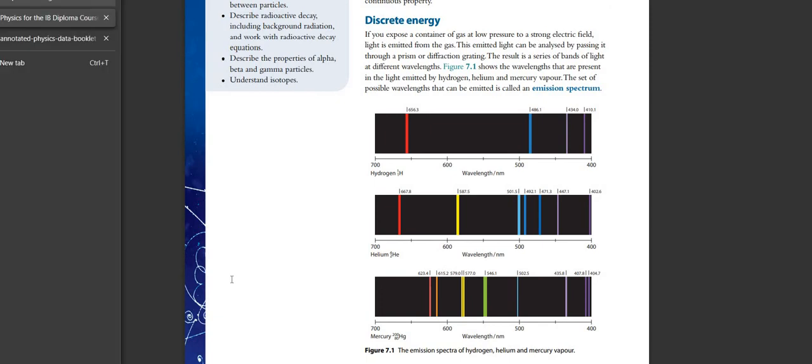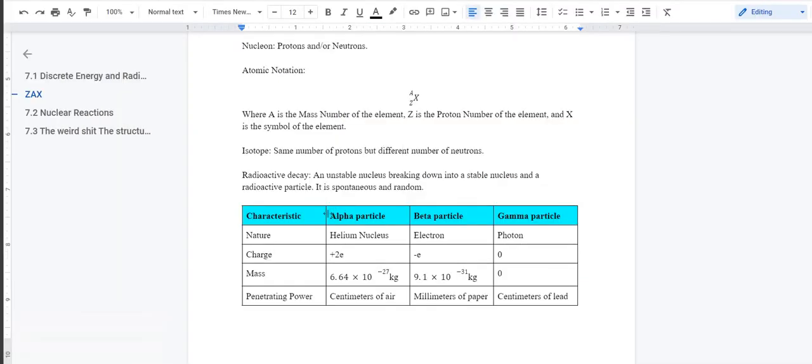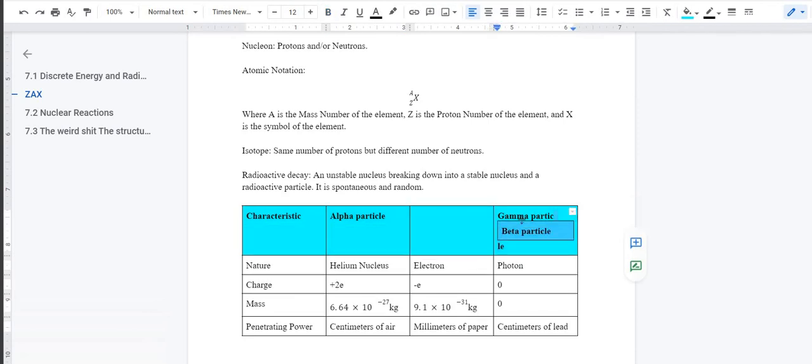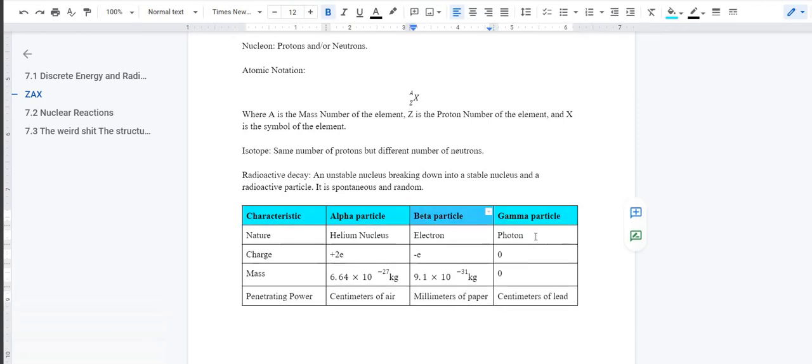For the IB, there are only three types of decay you need to know: alpha decay, beta decay, and gamma decay. There are actually about 8 different types of radioactive decay, but you don't need to bother with any of the other ones, just these three.